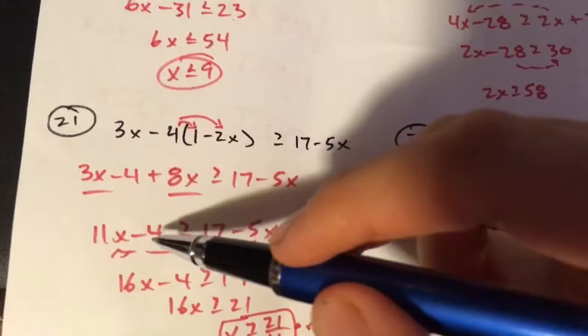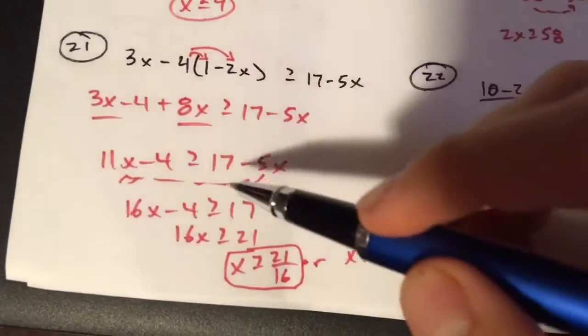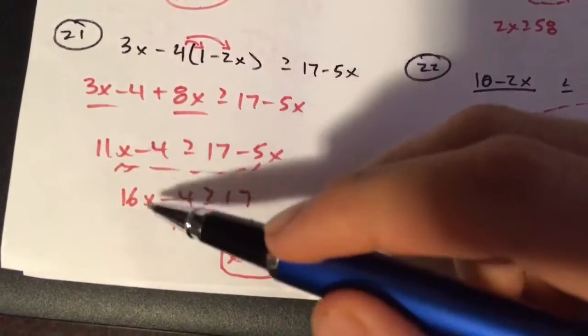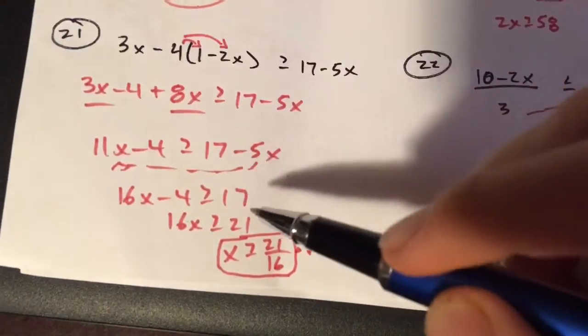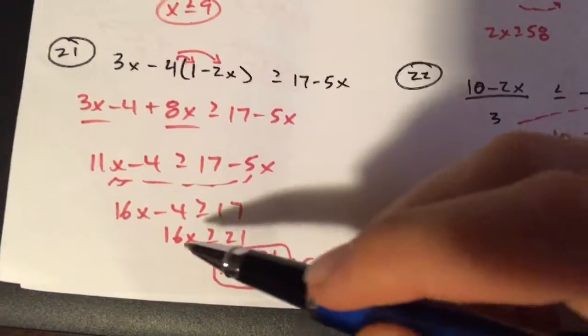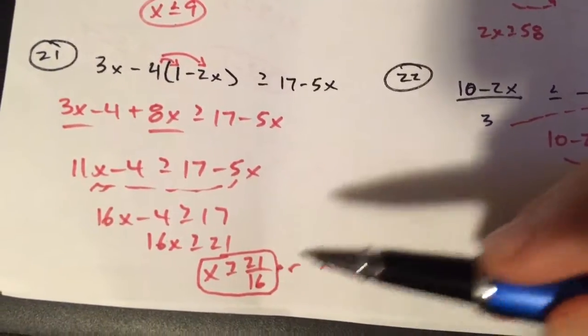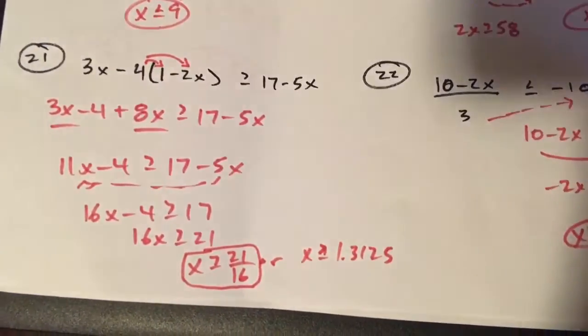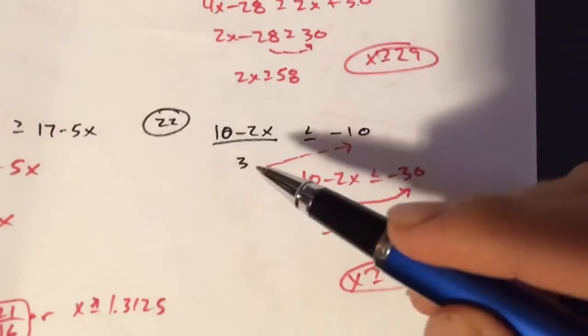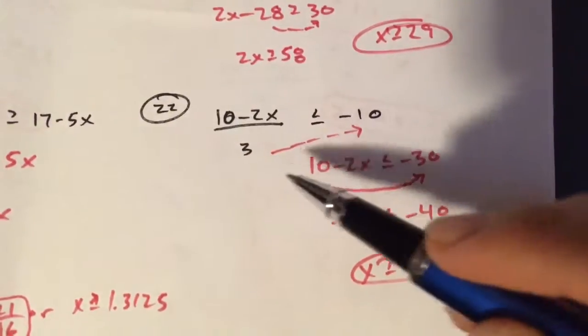You have 11x minus 4. You're going to add 5x, 16x. And then you're going to add 4, 21. Divide by 16. X is greater than or equal to 21 over 16, or 1.3125. Guys, on this one, you just need to multiply both sides by 3.